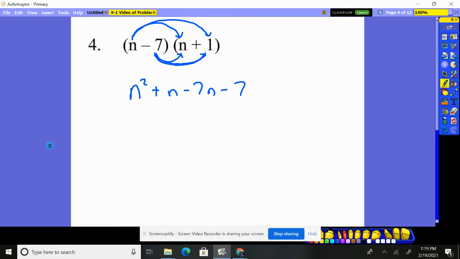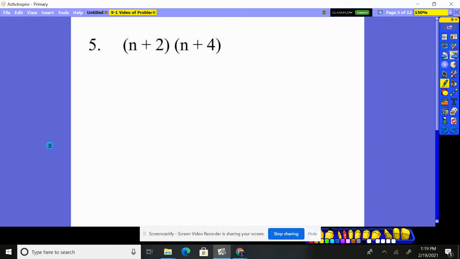You now have 4 pieces. 2 of them go together. The 1n minus 7n is a loss of 6n. So the final answer is n squared minus 6n minus 7. Final answer, 3 pieces, called a trinomial.